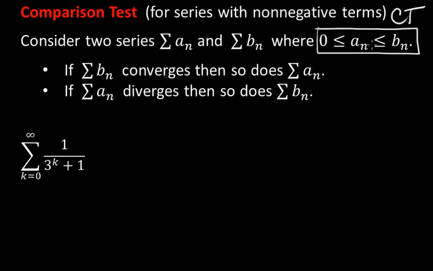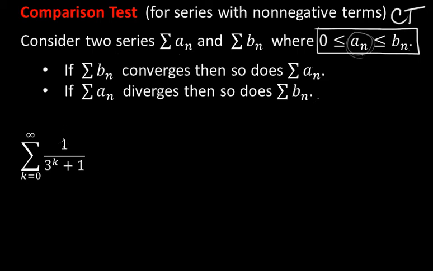And if sigma a sub n diverges, well, since the partial sums of b sub n are all above these, of course, so will sigma b sub n. Okay, so let's see how we use this.